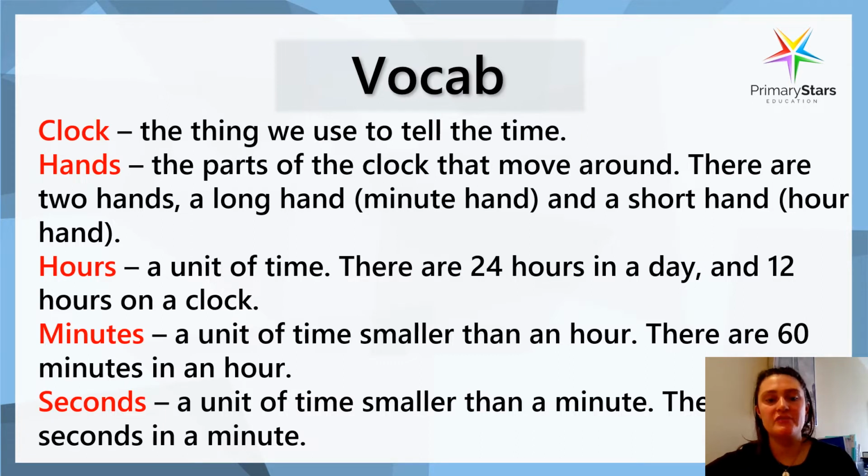Minutes is a unit of time smaller than an hour. There are 60 minutes in an hour. And seconds is a unit of time smaller than a minute. There are 60 seconds in a minute. So 60 seconds make a minute, 60 minutes make an hour, and 24 hours make a day.